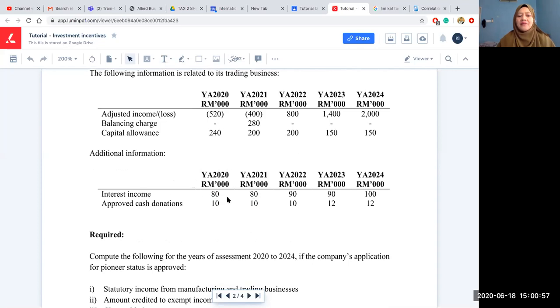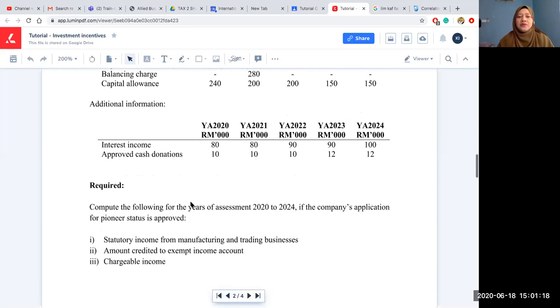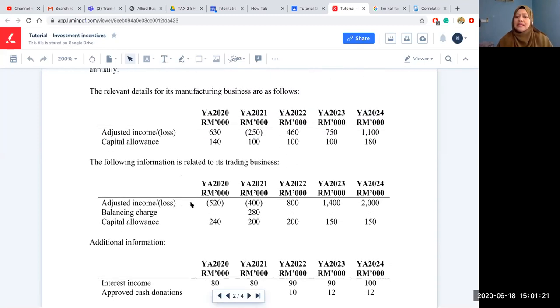Additional information, you also have interest income, and you also have approved donation. So when you do the tax computation, I will always suggest that you do the horizontal one, the one that we have just now, all right? If you do that, you will have it side by side, and you can see the movement of the accounts, right? So what you do now is, number 1, compute the statutory income from your manufacturing business.